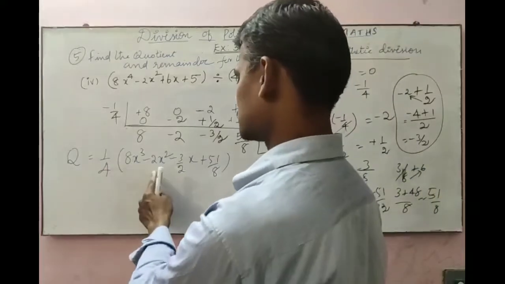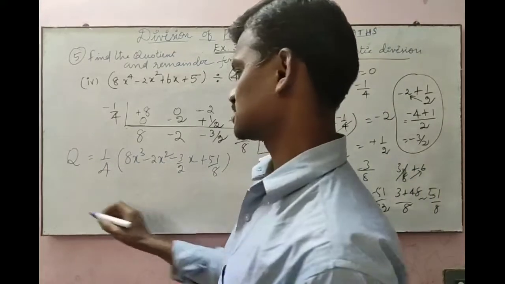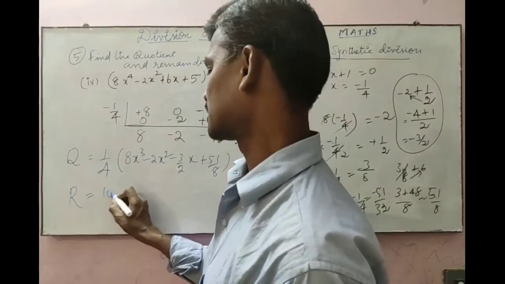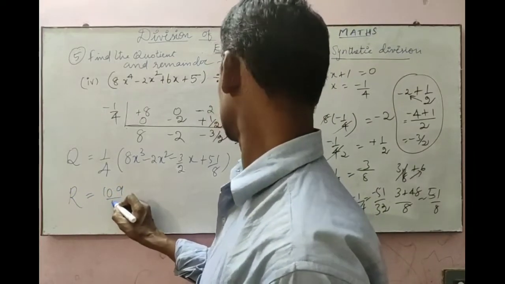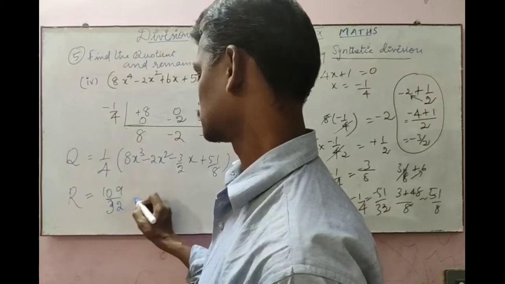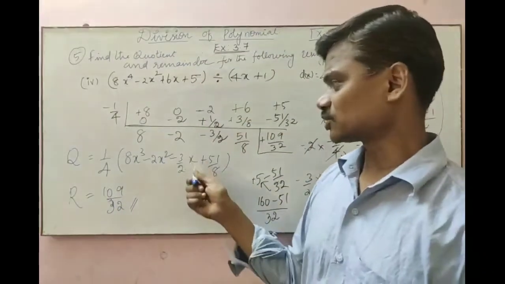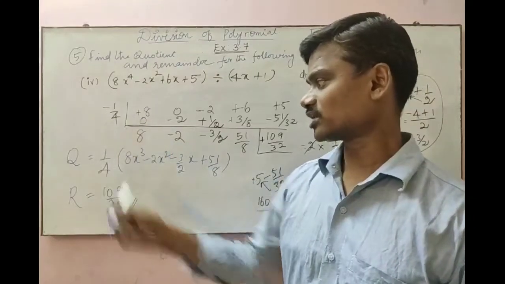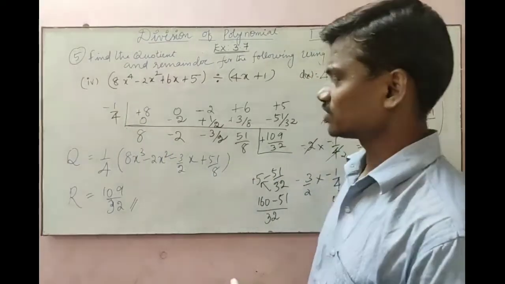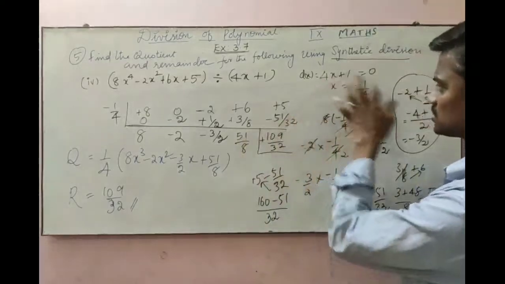So you can divide this or you can leave it as it is, and the remainder is 109 by 32. So this is the remainder and this is the quotient. When you are writing the quotient, you have to include this 1 by 4 here. So don't forget. So this is a complicated one.